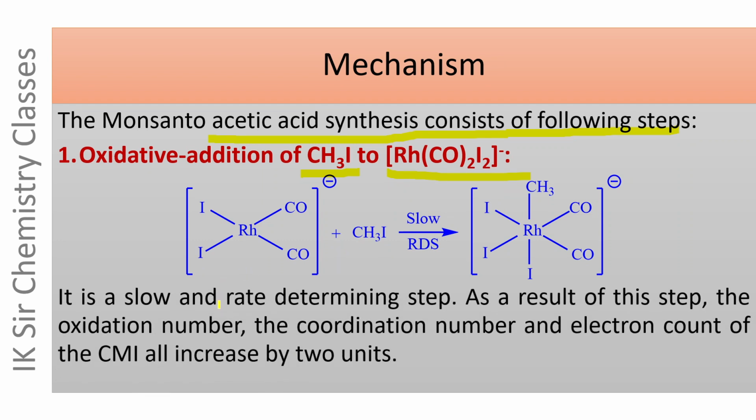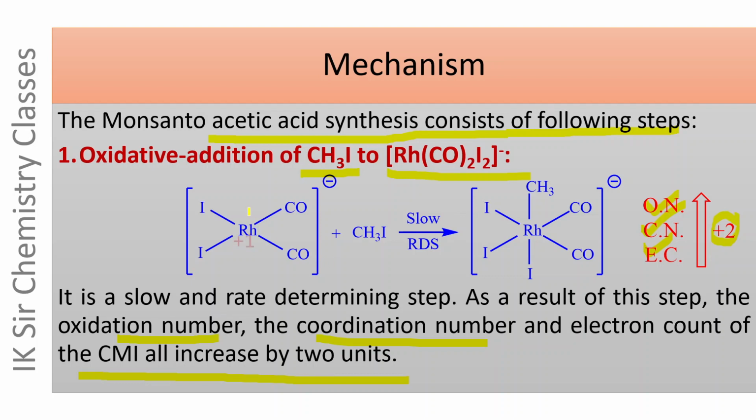It is a slow and rate determining step. The rate of the overall reaction depends upon this step. As a result of this step, the oxidation number, the coordination number, and electron count of the central metal ion all increase by 2 units.